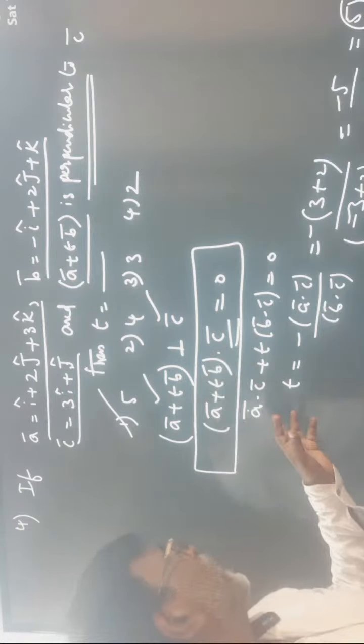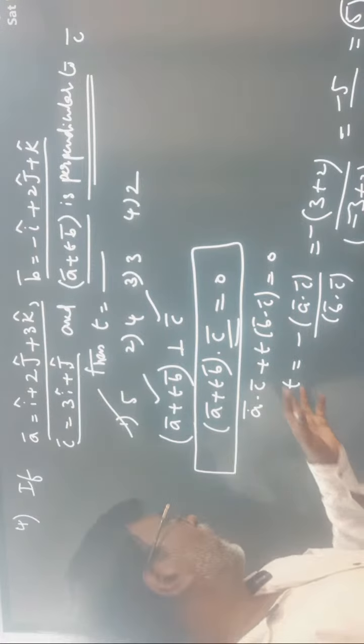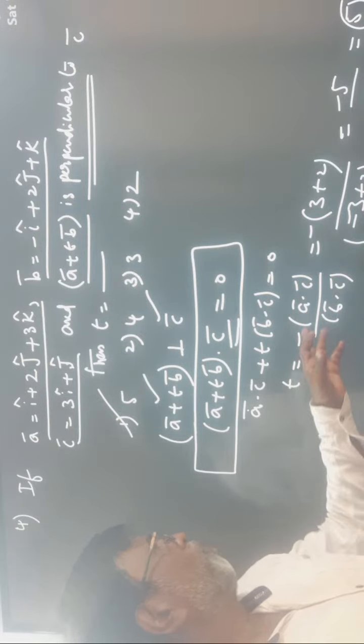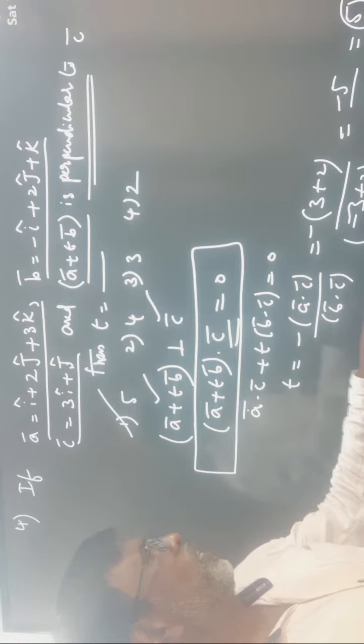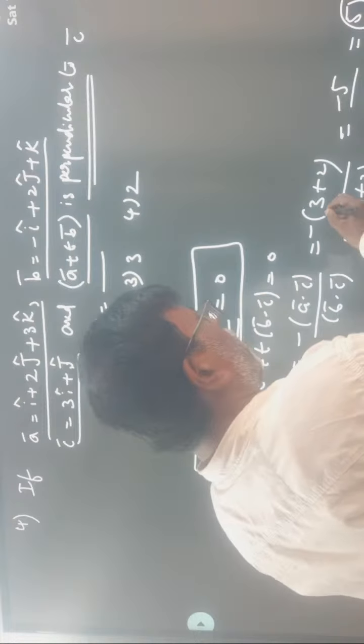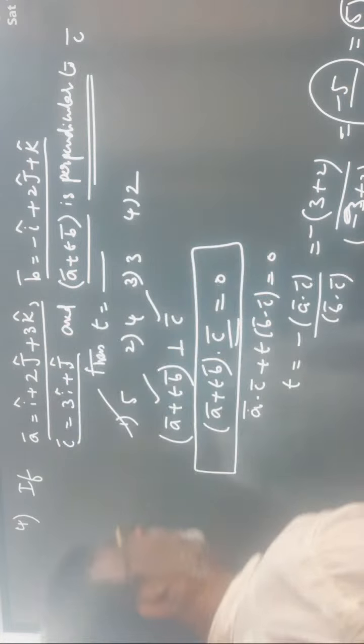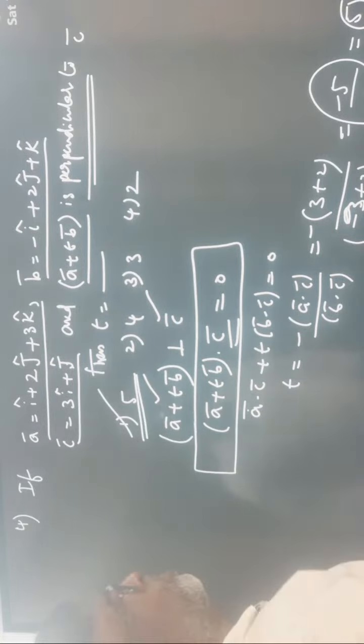A dot C plus T into B dot C equals 0. Now that is T equals minus of A dot C by B dot C. On simplification, we will get it like this. That is, minus 3 plus 2, minus 5 by minus 1, that gives 5. So the first option is the correct answer.